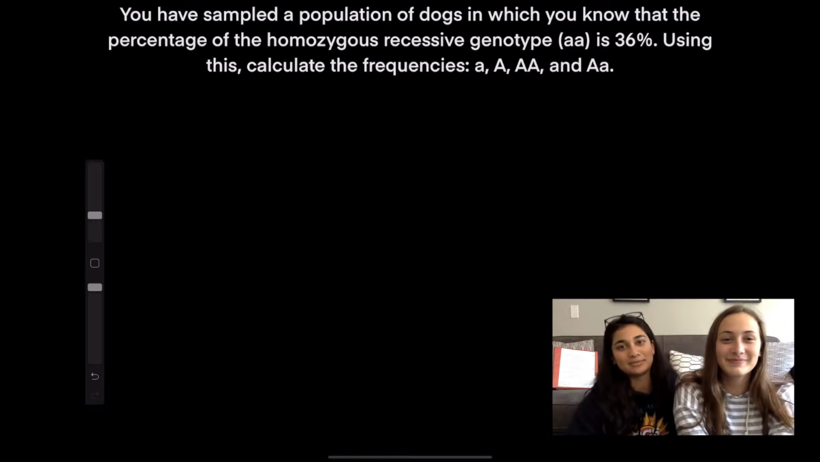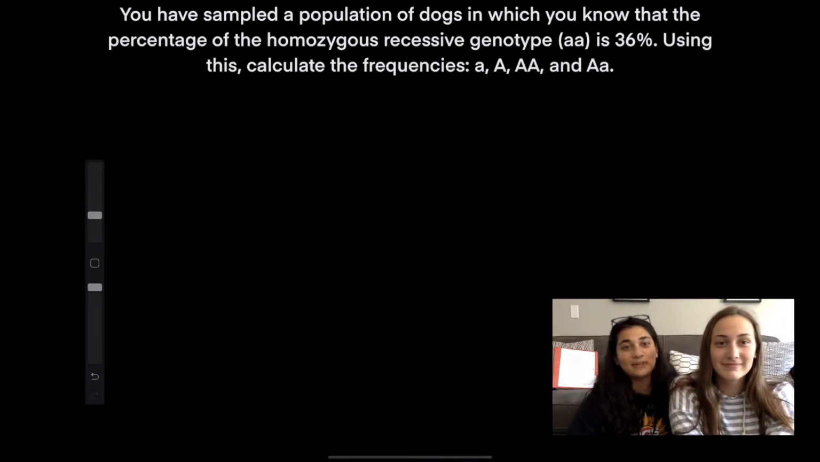The Hardy-Weinberg equation can be used to find the frequency of genes in a population. The genes in a population make up the gene pool. P is the frequency of the dominant allele, and Q is the frequency of the recessive allele. P plus Q equals 1. Let's try a problem together.